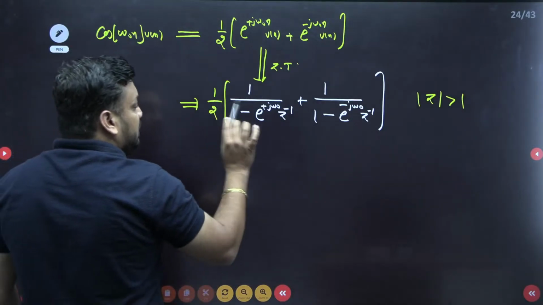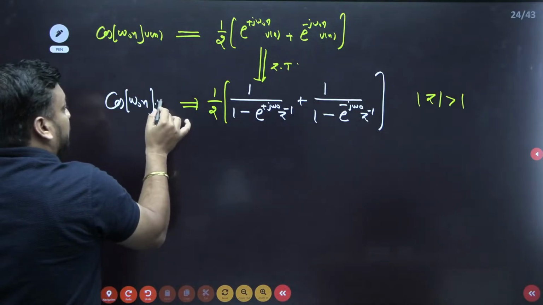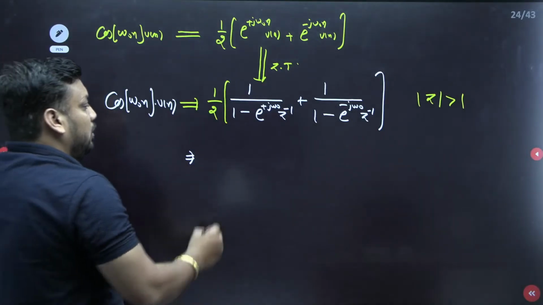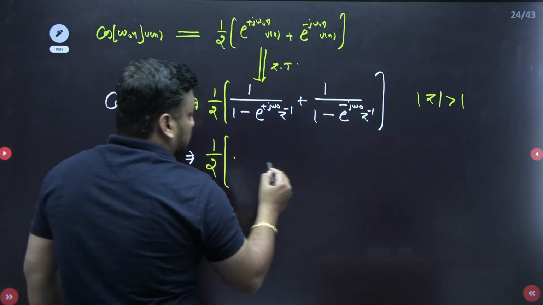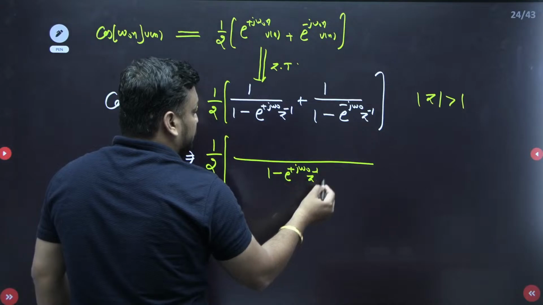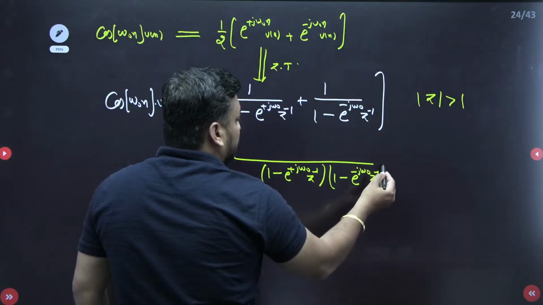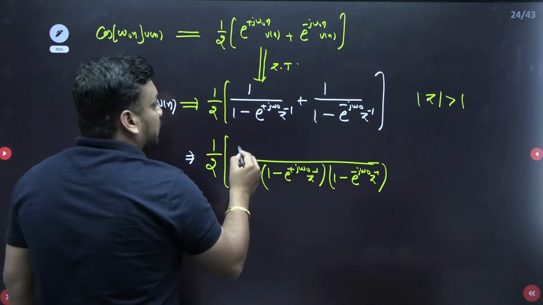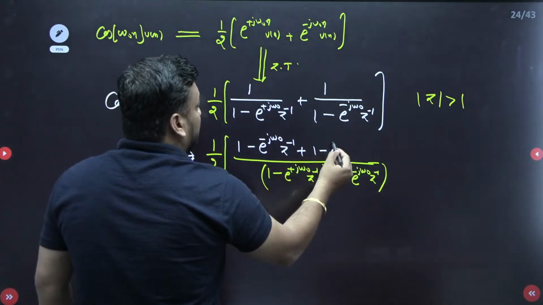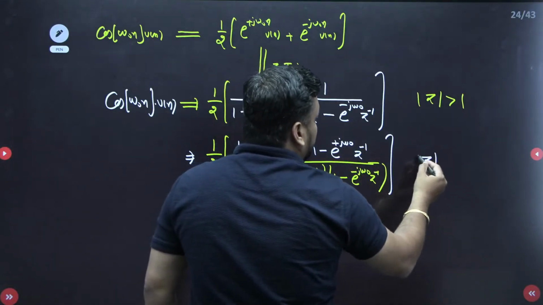So this is the z transform of cos omega 0 n for sure, but we have the opportunity to design it in a specific form. If I want to take the LCM here, half is already outside. Taking the LCM, 1 minus e to the power plus j omega 0 z inverse, and also 1 minus e to the power minus j omega 0 z inverse. Then ultimately you will get, in the numerator, 1 minus e to the power minus j omega 0 z inverse plus 1 minus e to the power plus j omega 0 z inverse, and the ROC is mod of z greater than 1.